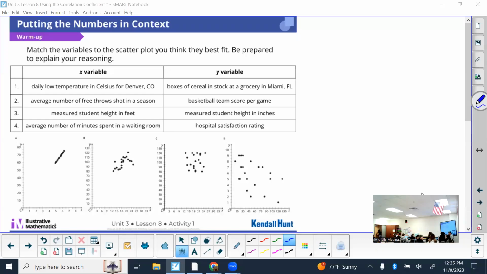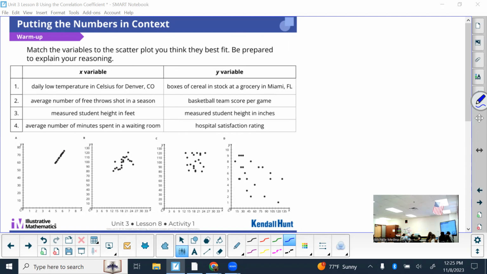All right, so this is lesson 8 of unit 3, and it's using the correlation coefficient. So we'll remind ourselves what the correlation coefficient is. If you're watching the video, read this and decide what variables match which scatter plot.